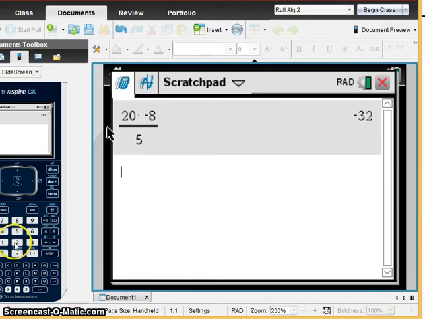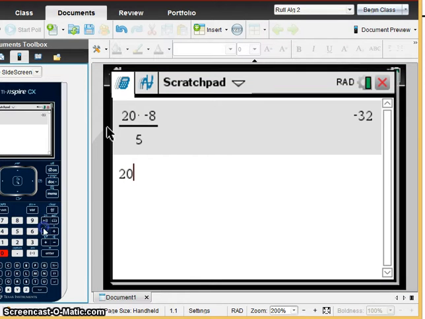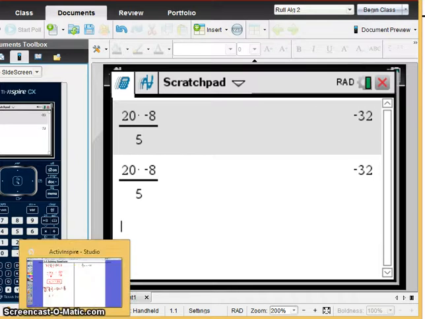Let's do 20 times negative 8. And notice if you hit Control divided by on this calculator, it'll make it an actual fraction, just so it looks a little more like what you wrote on your paper. You don't have to do that. You can just hit regular divide and it'll do the same thing. And there's our answer of negative 32.